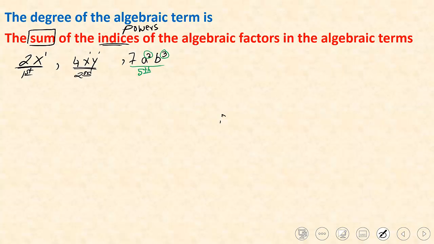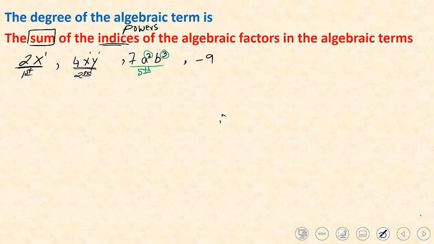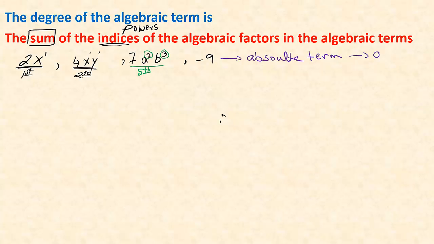What about if I have, for example, negative 9? The algebraic term negative 9 consists only of a numerical factor, which is negative 9. So now, what is the degree of this algebraic term? First of all, I would like you to know that when I have an algebraic term only having a numerical factor, this term is called an absolute term. And an absolute term is always of 0 degree.